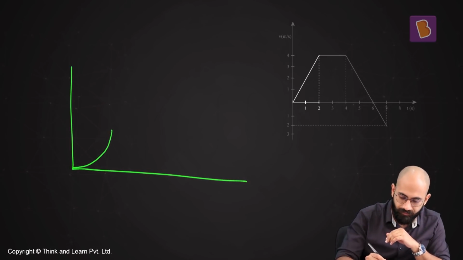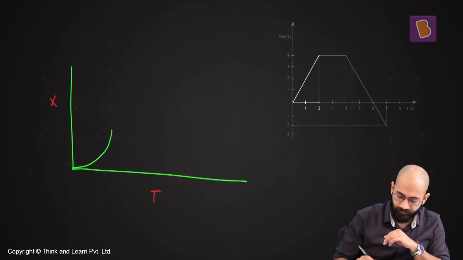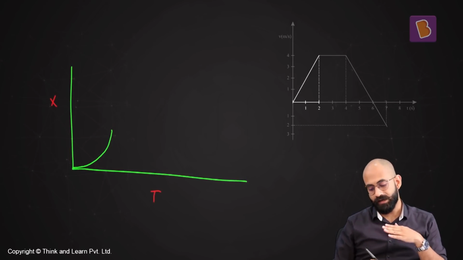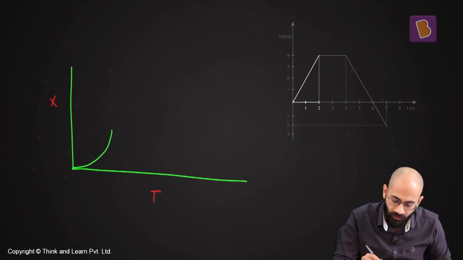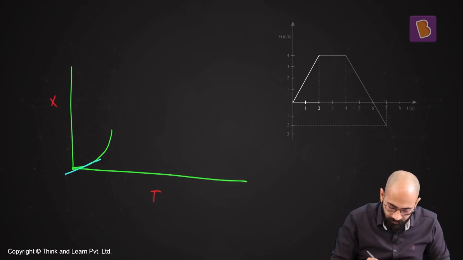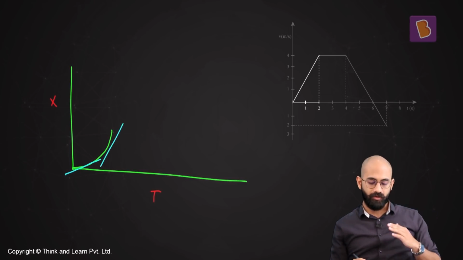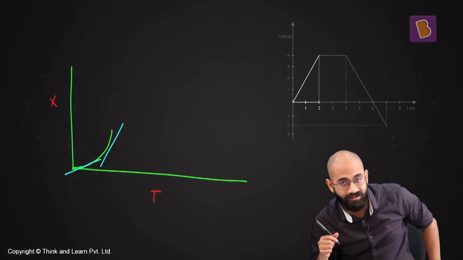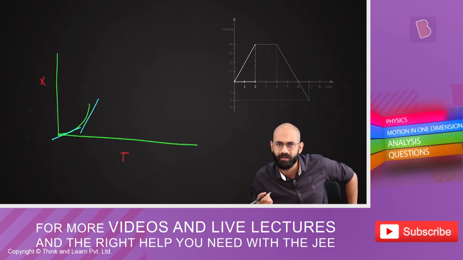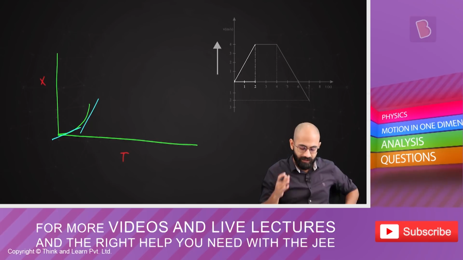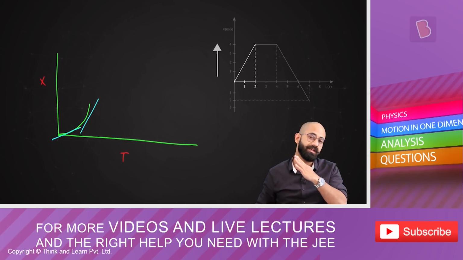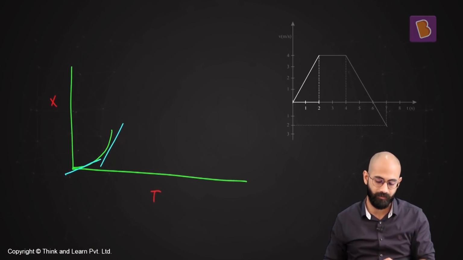Now, if this is the xt graph, it will be a parabola, and it will be a parabola curving upward because the slope has to increase. Now, if you drop a tangent at this point and a tangent at this point, the slopes of these tangents basically represent the velocity, right? Because dx by dt equals the velocity. Now, because the velocity is increasing, the slope has to increase. So the tangent has to increase in slope. So therefore, it has to curve upward.